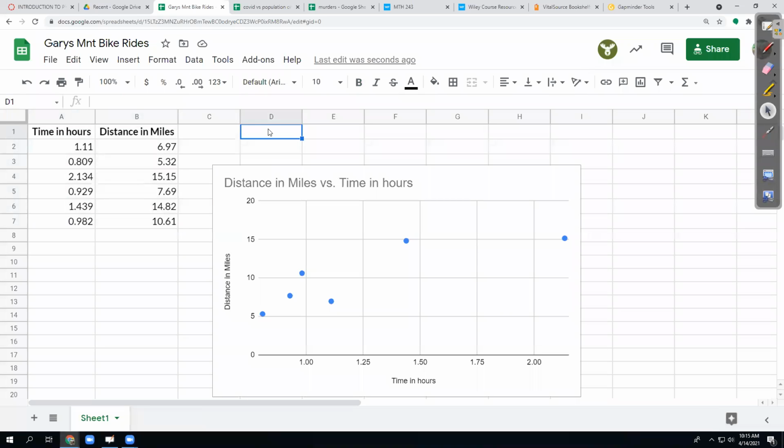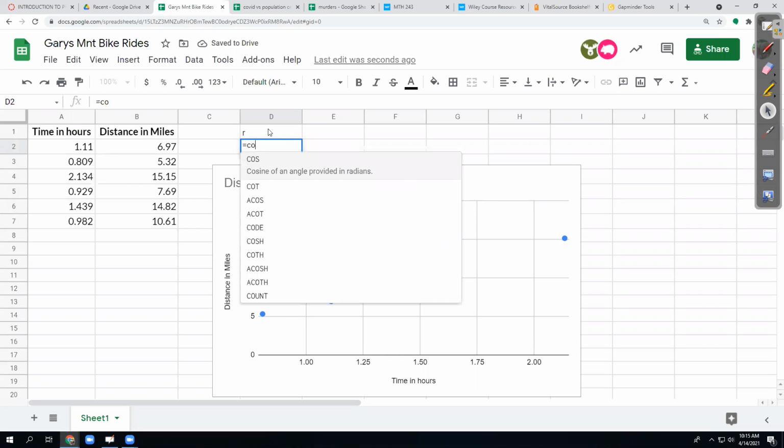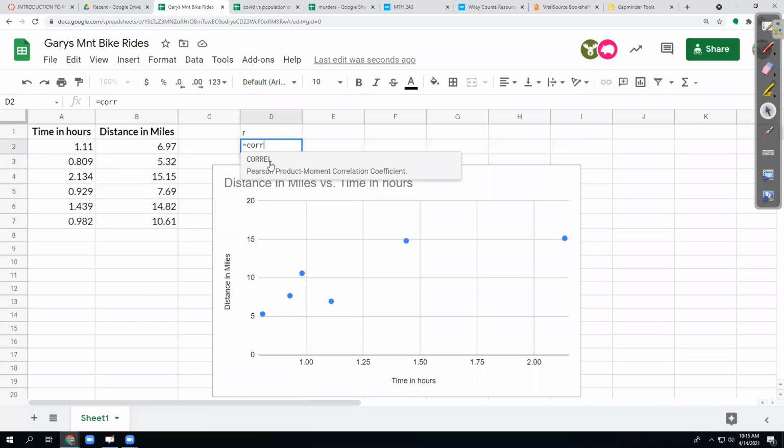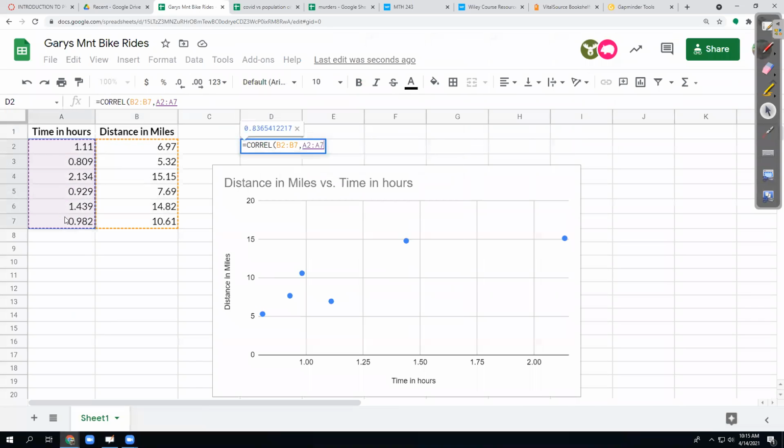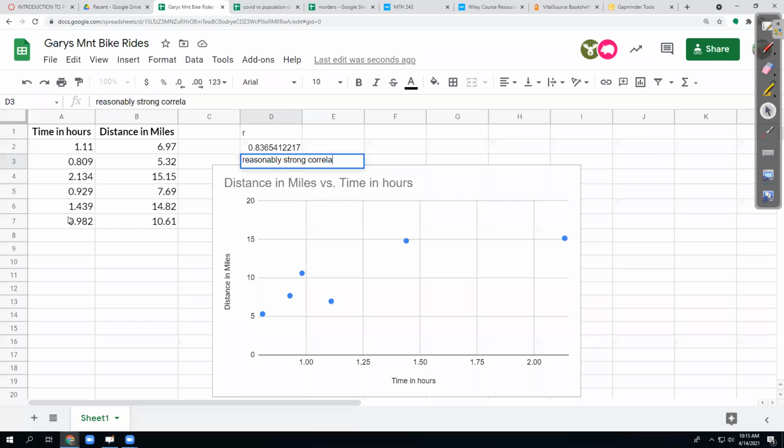So I'm going to go and find the correlation coefficient. So over here, I'm going to put in R. Under, I'm going to go equals correlation. And that's the one I want there. And it says grab your Y's, comma, grab your X's. So we did a bunch like this last class. So I have a correlation coefficient of 0.8, which is relatively close to 1. So that's reasonably strong. Reasonably strong correlation. So I'm just going to put a little note there. I'm moving along in my questions.